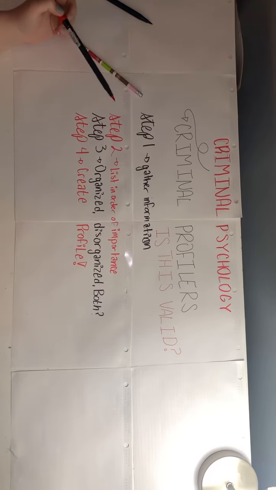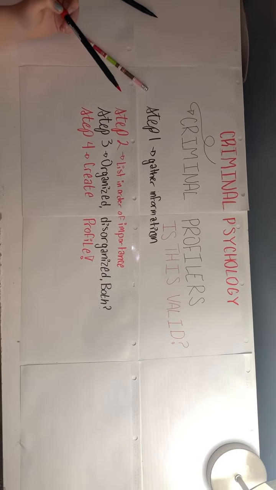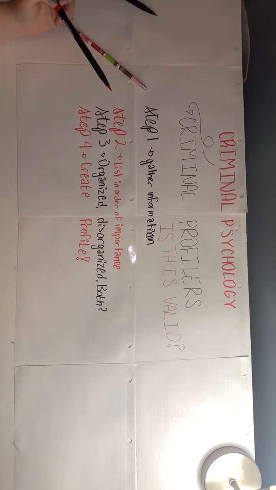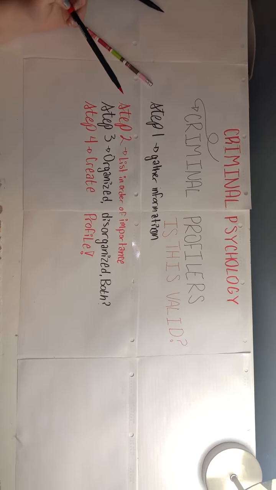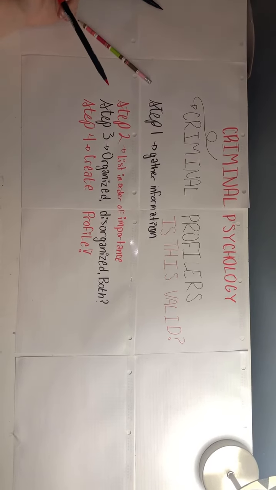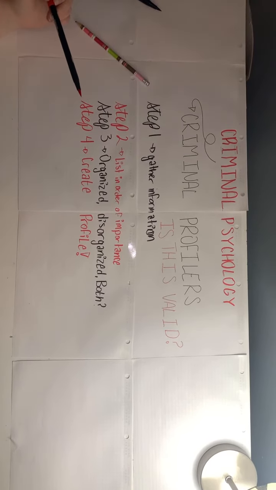And after determining whether the crime was organized, disorganized, or both, profilers will actually create the profile. This includes psychological traits of the criminal, behavior, age, race, and even the location that they may live in.